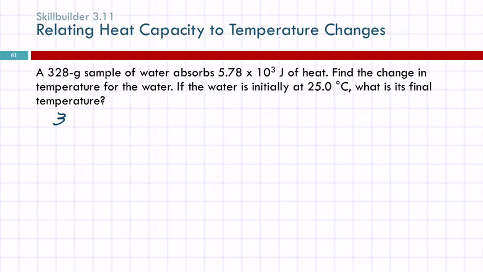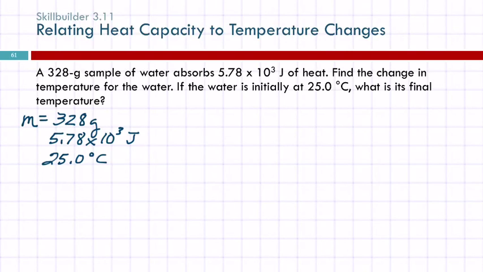So 328 grams, and I've got 5.78 times 10 to the third joules, and I have 25.0 degrees Celsius. Well, 328 grams. Gram is a unit of what? Of mass. So that must be the mass. And it says it absorbs this much heat. The symbol for heat in these equations is Q. And then 25 degrees Celsius is a temperature. Is that the initial or final? That's the initial temperature.